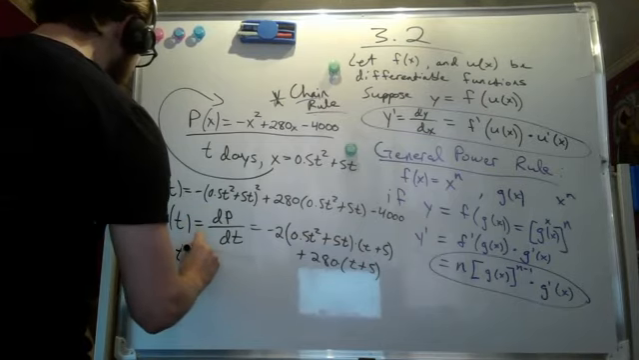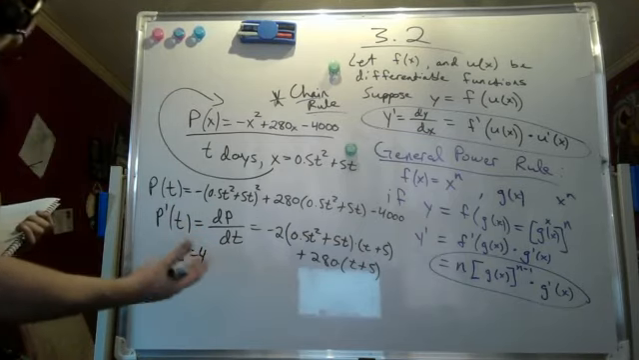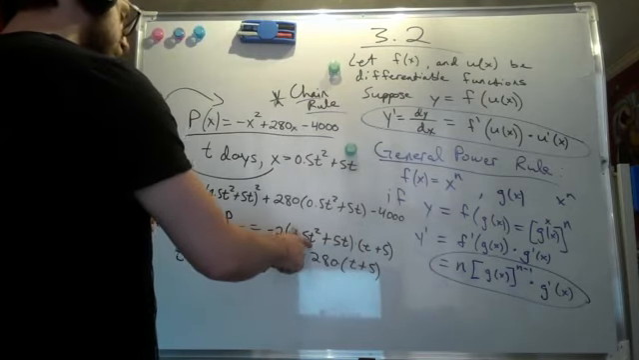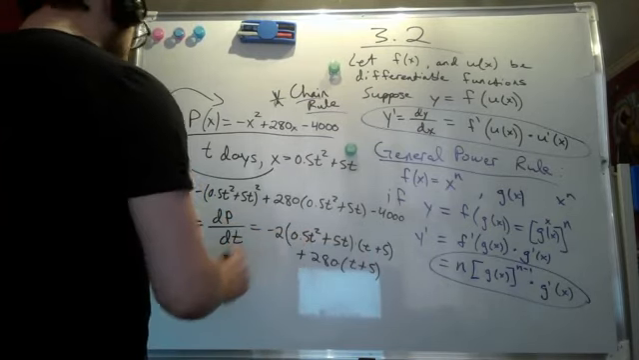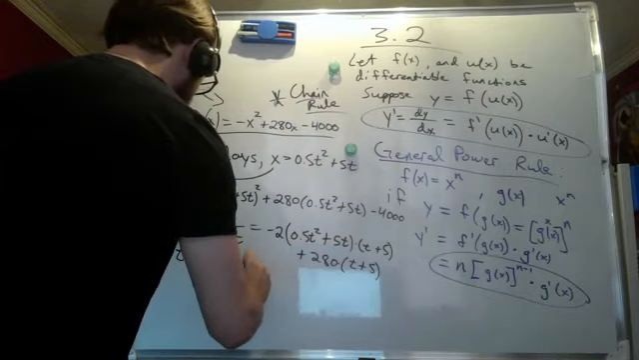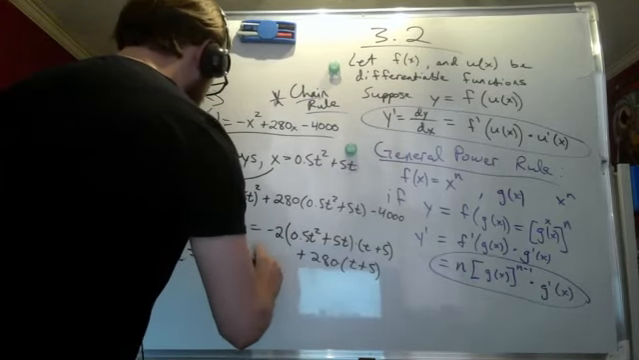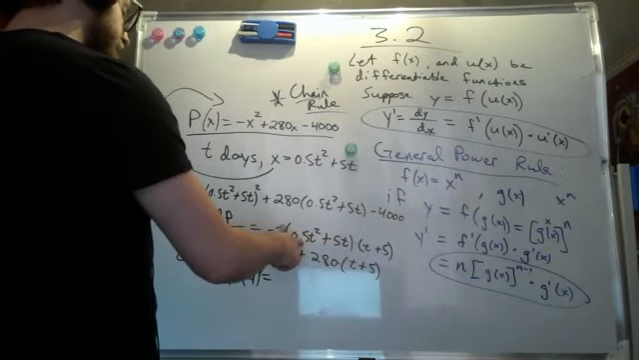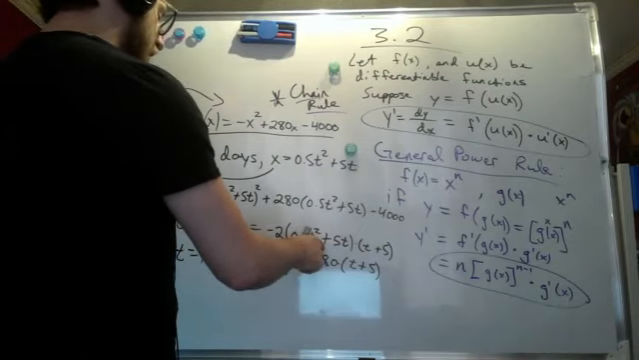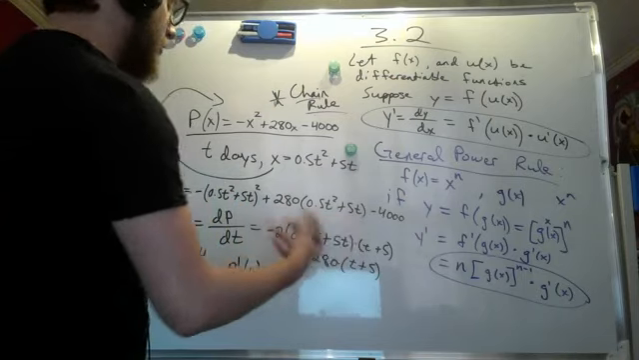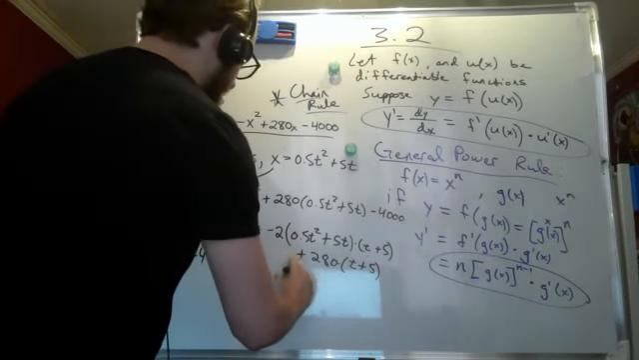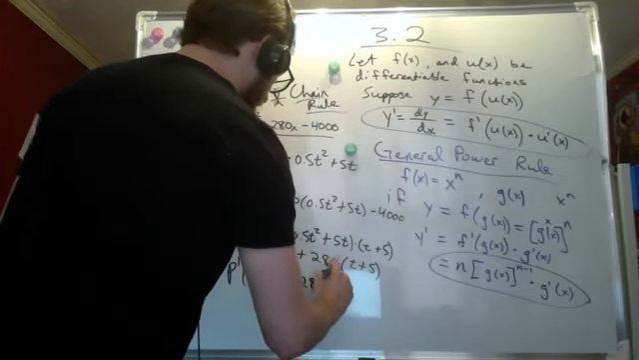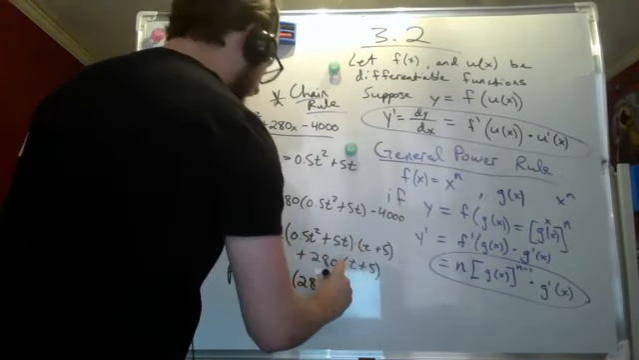So when t equals 4, we're just going to plug in 4. Well, hold on. Let me write this down. So we're looking for P prime of 4. So 4 squared is 16 times a half is 8. Plus 4 times 5 is 20. 20 plus 8 is 28. So we've got 2 times 28 times 4 plus 5 is 9.